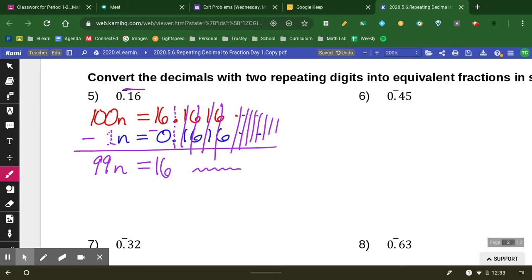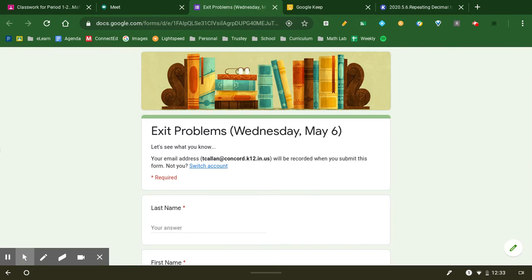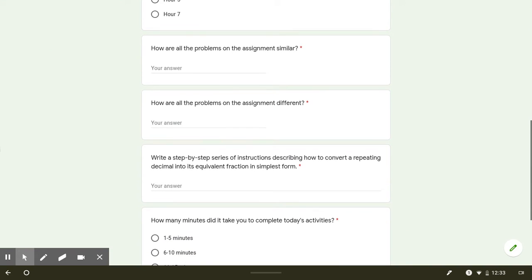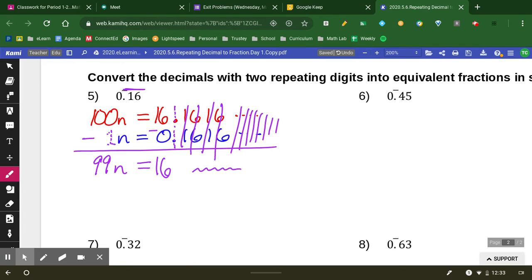So that's going to be an important difference from the front page to the second. Remember, as we go through the exit problems, how are the problems similar? How are they different? And then write yourself a step-by-step series of instructions.